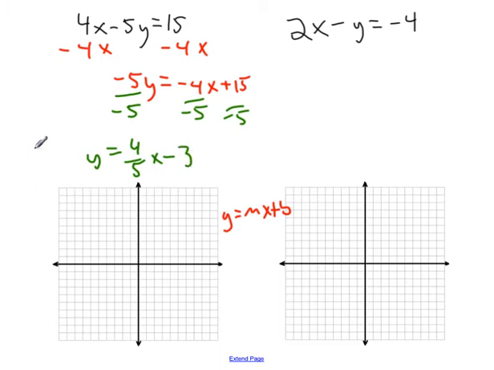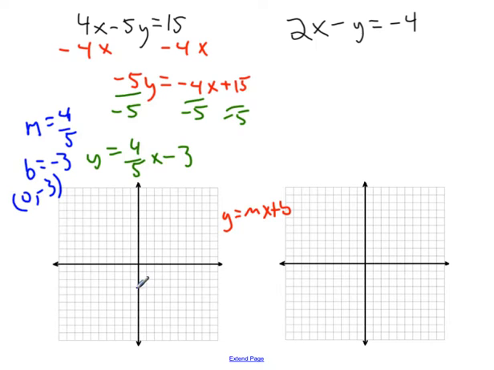So in this equation, I'll use a different color, m equals 4/5. That is our rise over run, 4/5. And b equals negative 3, our y-intercept, which is the point (0, negative 3). So let's plot that.